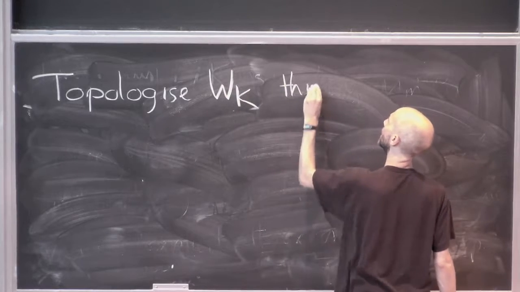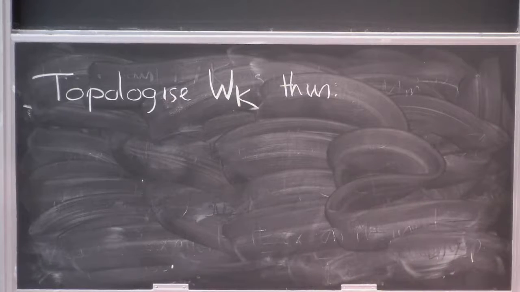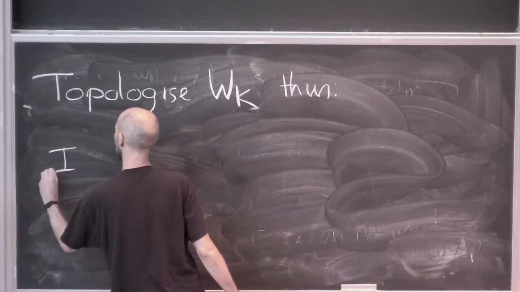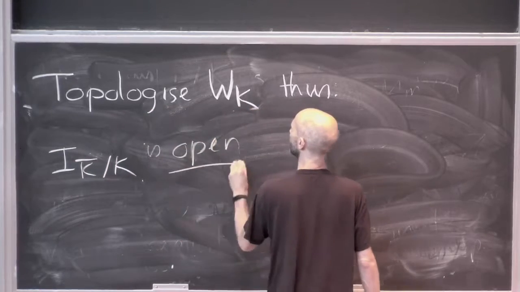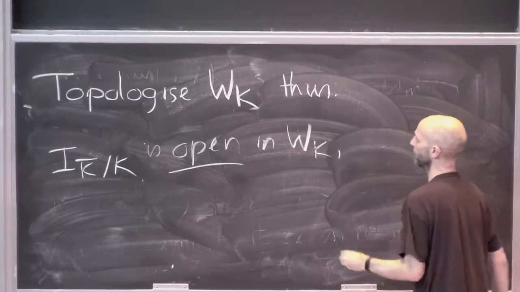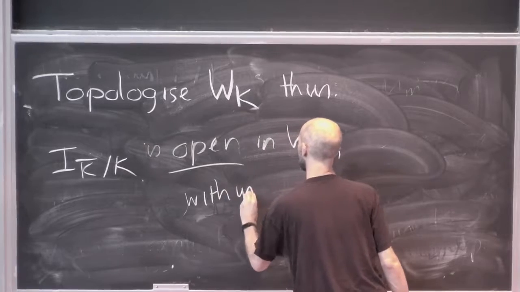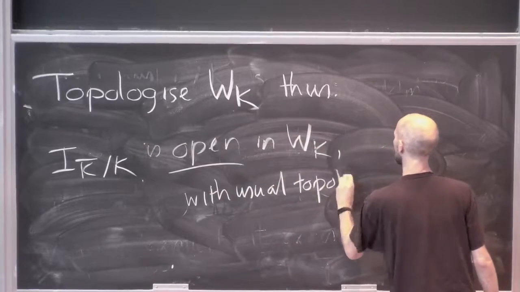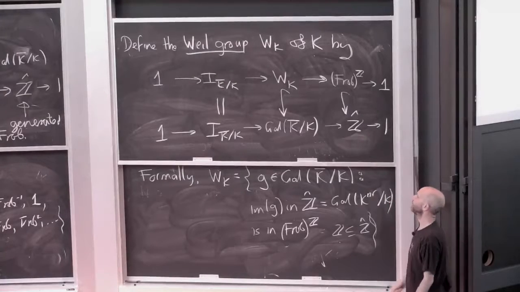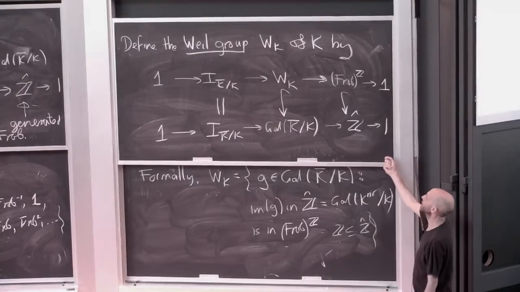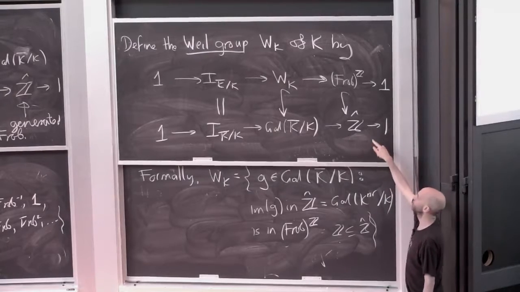I want this inertia group, I_{K bar over K}, to be open, right? With the usual topology. So I_{K bar over K} is not an open subgroup of Gal(K bar over K), right? In fact, it is a closed subgroup of Gal(K bar over K). Z hat looks a bit like the p-adic numbers, right? The Z_p, that's not a discrete group. The identity, 0 in Z_p, that's a closed subgroup, but it's certainly not open.